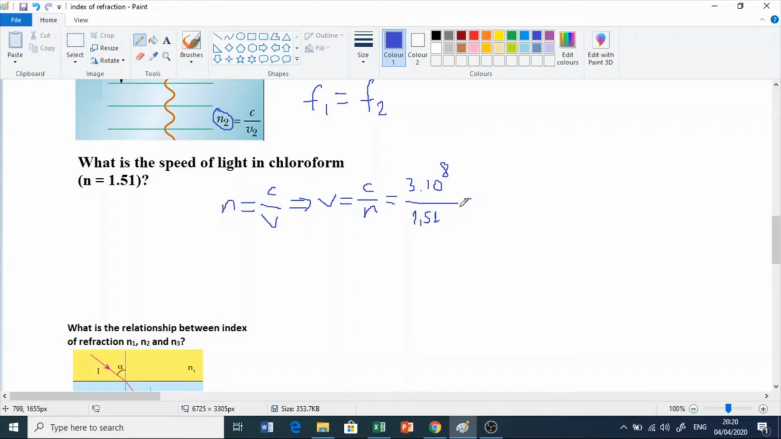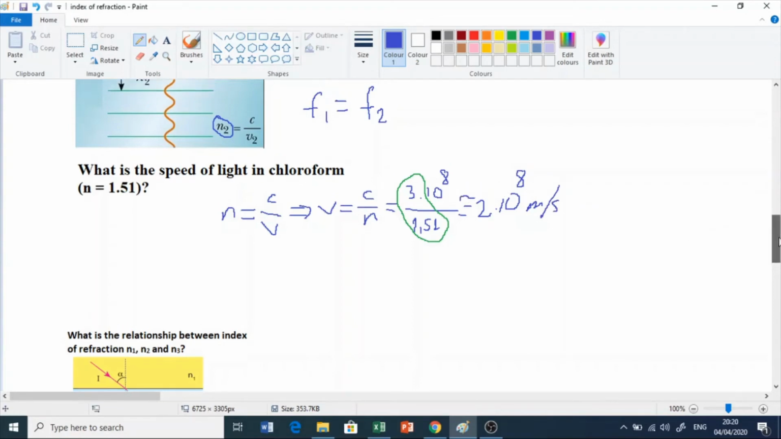Will be equal to, now as you see, 3 over 1.51, which will be approximately equal to 2. That's why we are going to write 2 times 10 to the 8 meters per second. This is approximate.